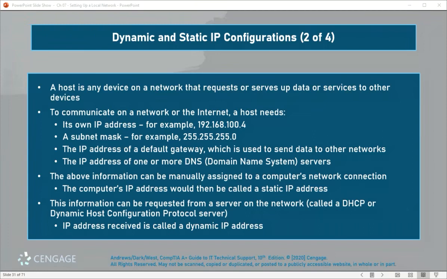We have what's called a default gateway that we have to include. The default gateway allows us to move outside of our local network and communicate with other devices. This allows us to access things like the internet. And then sometimes this will be automatically assigned. Sometimes this will be statically assigned, what's called a DNS server, domain name system.